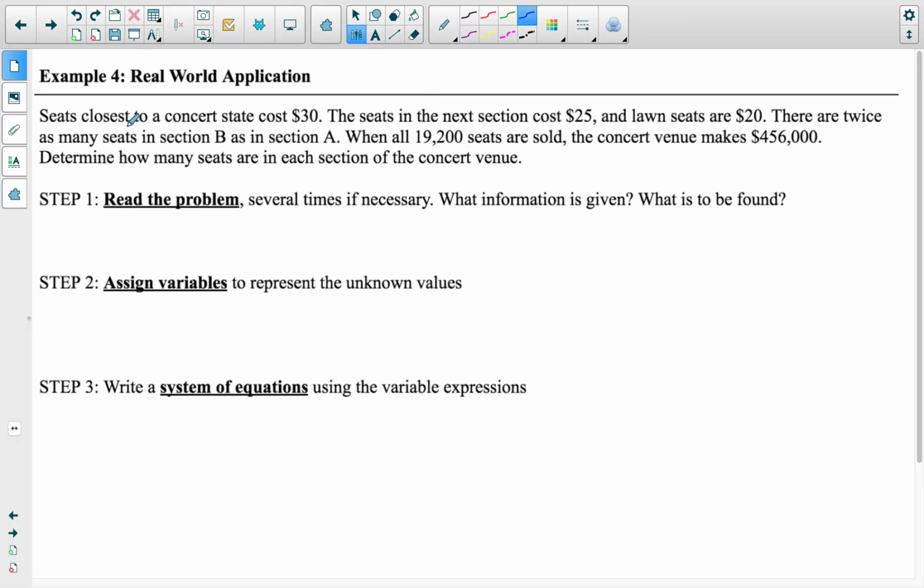All right, we are almost done. We have this real world application. So first thing I'm going to say is there's a couple typos. I want to apologize. This should say stage.